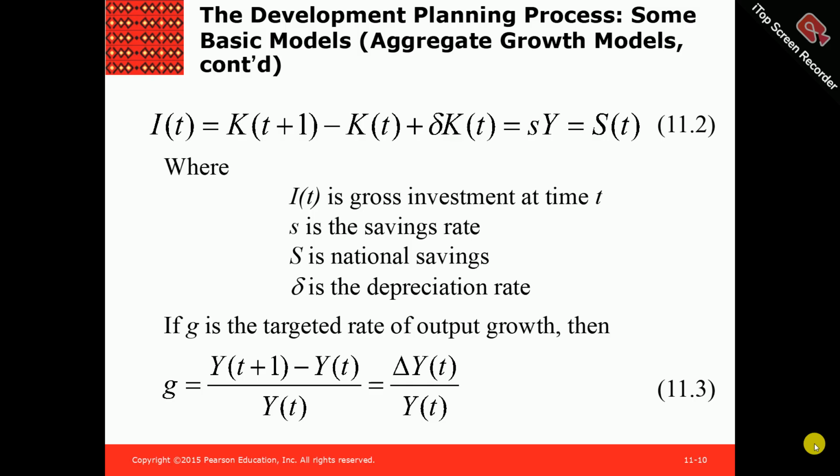So if g is the targeted rate of output growth, then the growth rate is equal to the change in income at time t divided by the initial level of output or national income at time t.